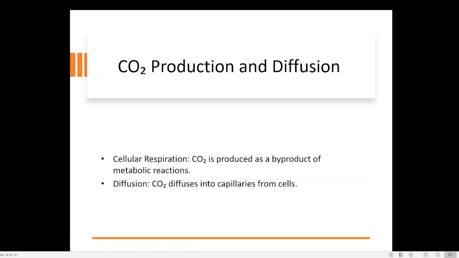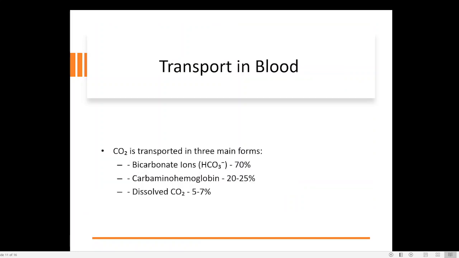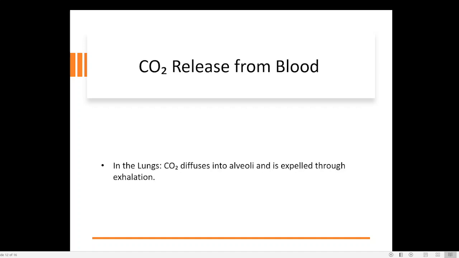So based on that, we can see that there are three main mechanisms of carbon dioxide transport, and that is what is shown here. Here you can see that about 70% of carbon dioxide in the blood is transported in the form of bicarbonate ions, and the remainder is transported as carbaminohemoglobin as well as dissolved carbon dioxide. So that is the mechanism of carbon dioxide transport.